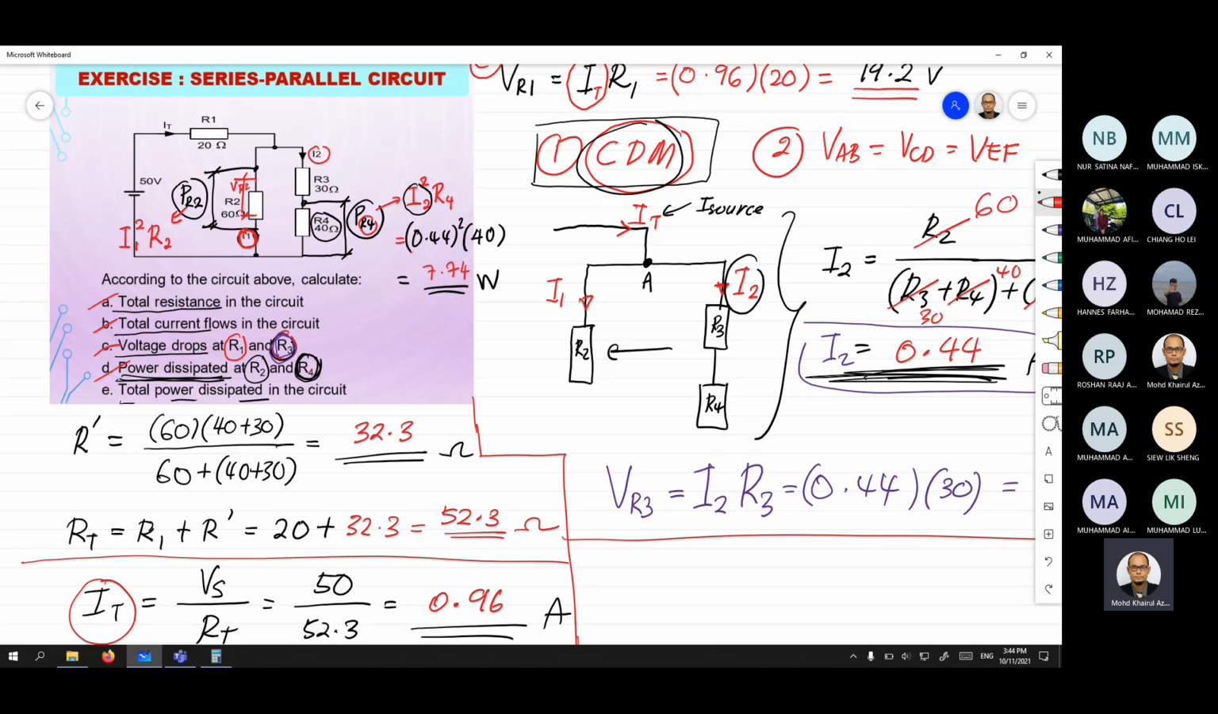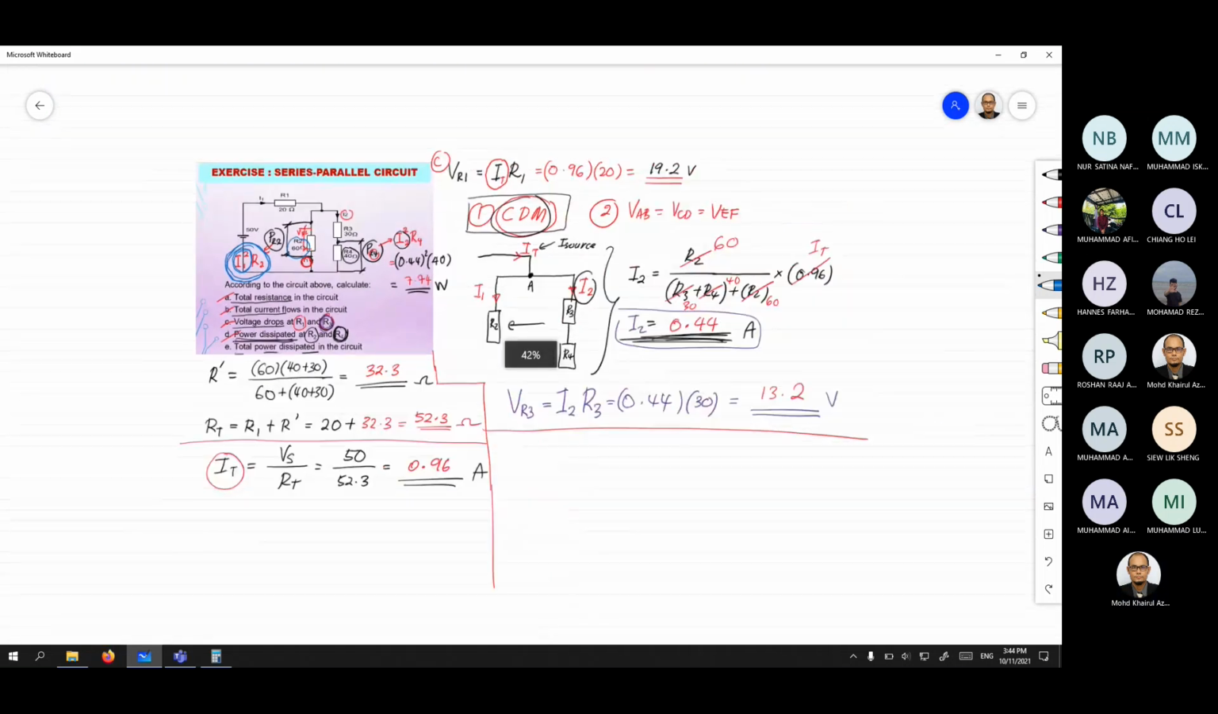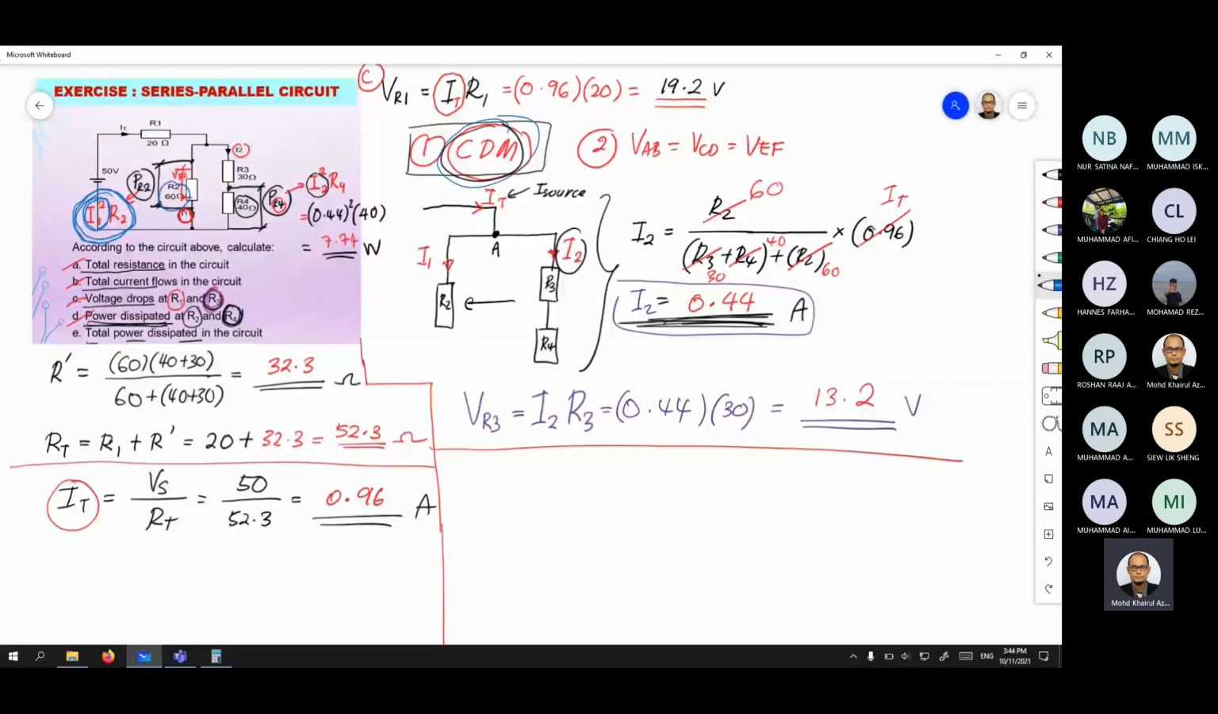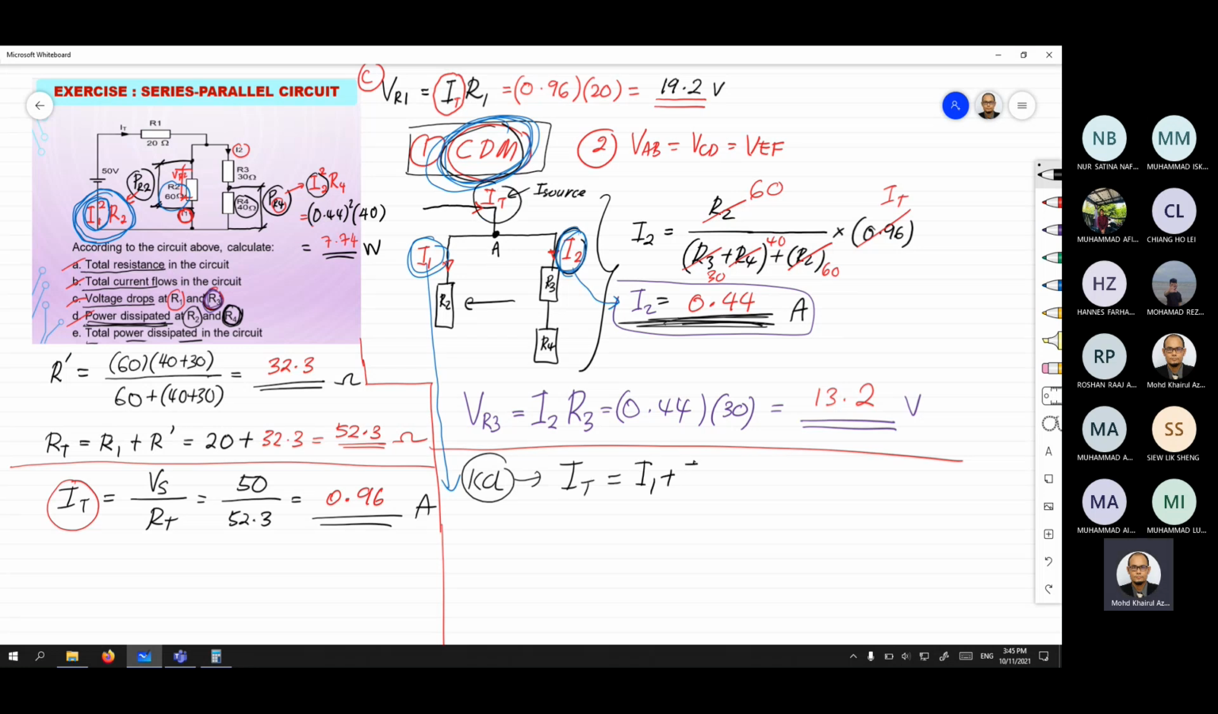Okay. Your next challenge is to find the value of I1. Because R2 is already known, the only unknown here is I1. Baik. You nak susah apa kan? Sebab again refer to this current divider method. I2 is already found, leaving to find I1. So di sinilah kita akan menggunakan Kirchhoff current law, which is I total here is equal to I1 plus I2.